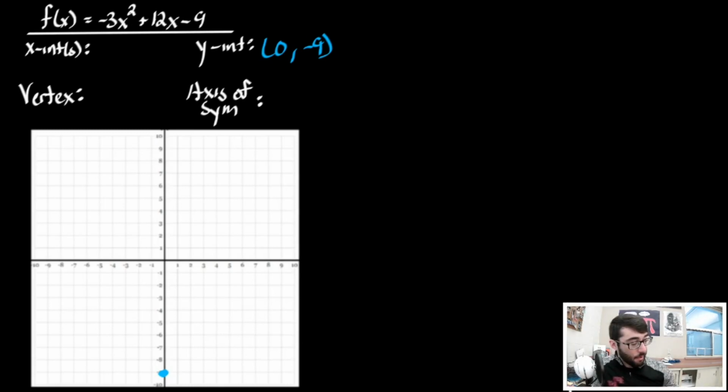Now the next thing that I always like to find is the vertex. And remember, the x-coordinate of the vertex is found by doing opposite b over 2a. So that would be -12 over 2 times -3. So let's go ahead and do that.